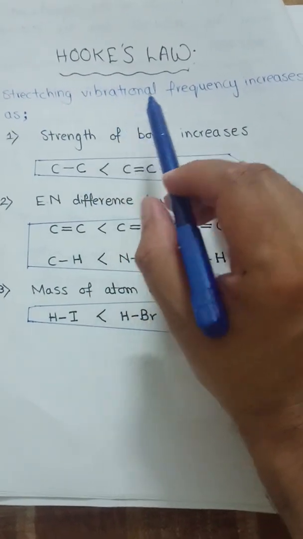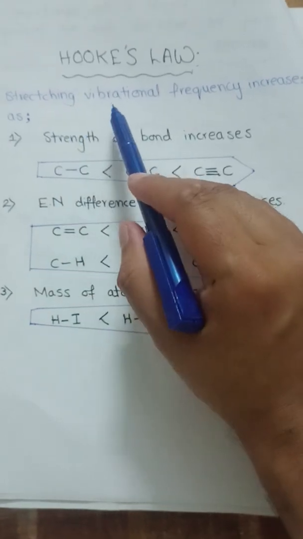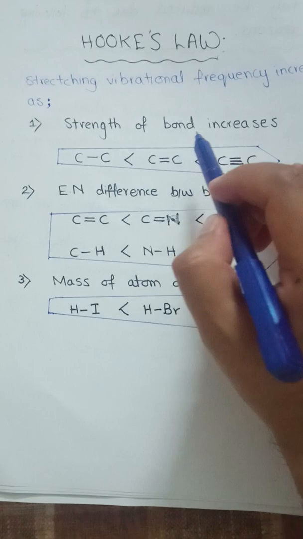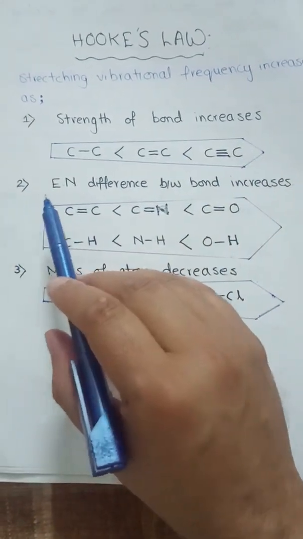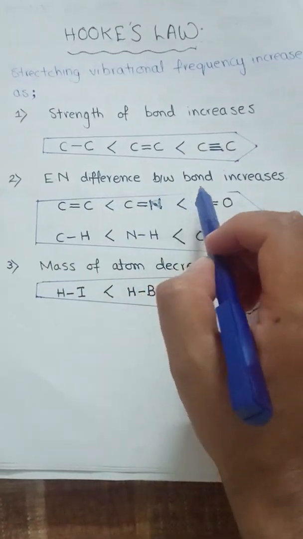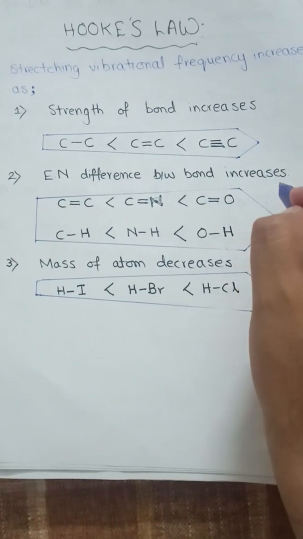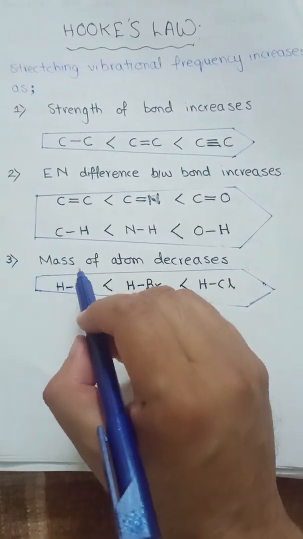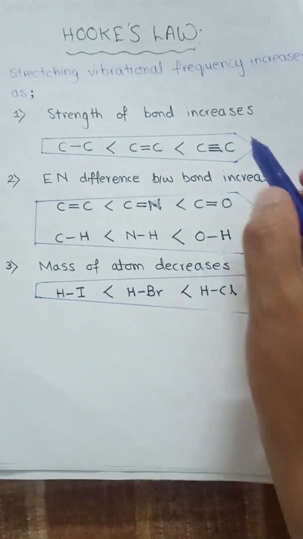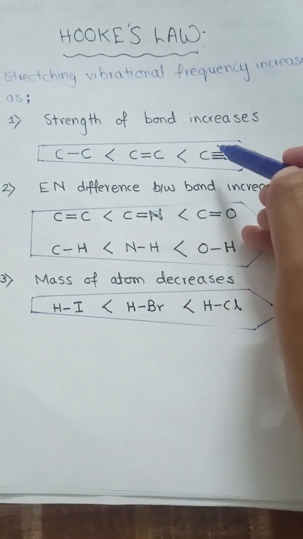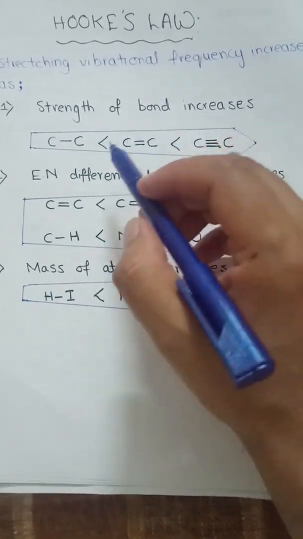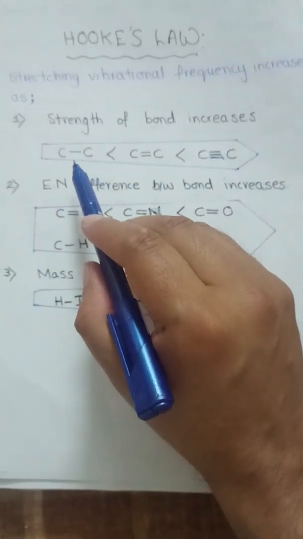According to this law, stretching vibrational frequency increases as, number 1, the strength of bond increases, number 2, the electronegativity difference between bond increases, that is, force constant between bond increases, and number 3, the mass of atom decreases. So we take examples one by one. Like here we have strength of bond increases.